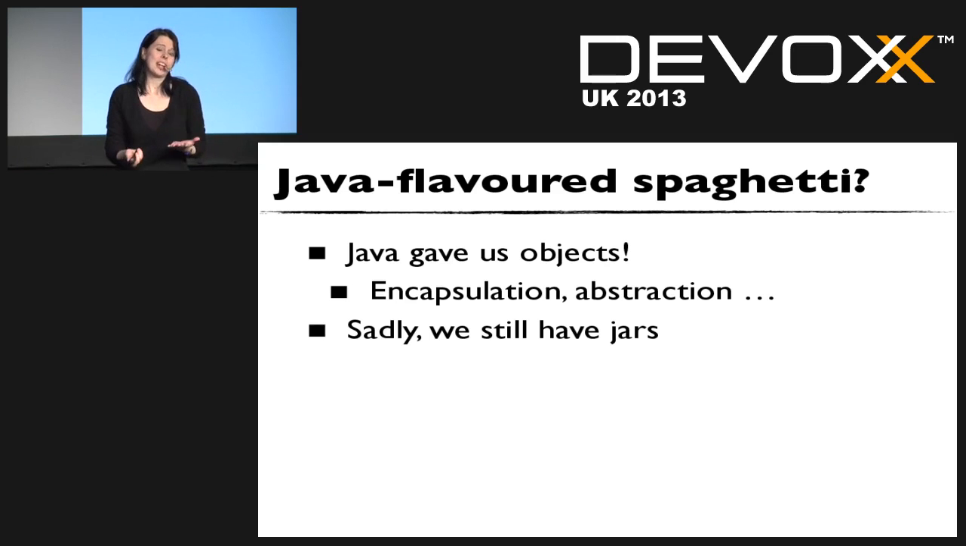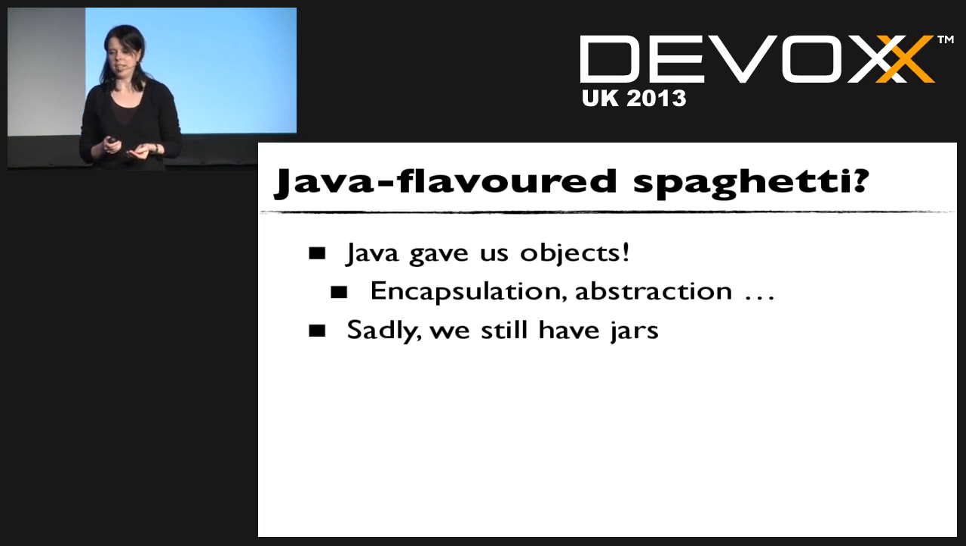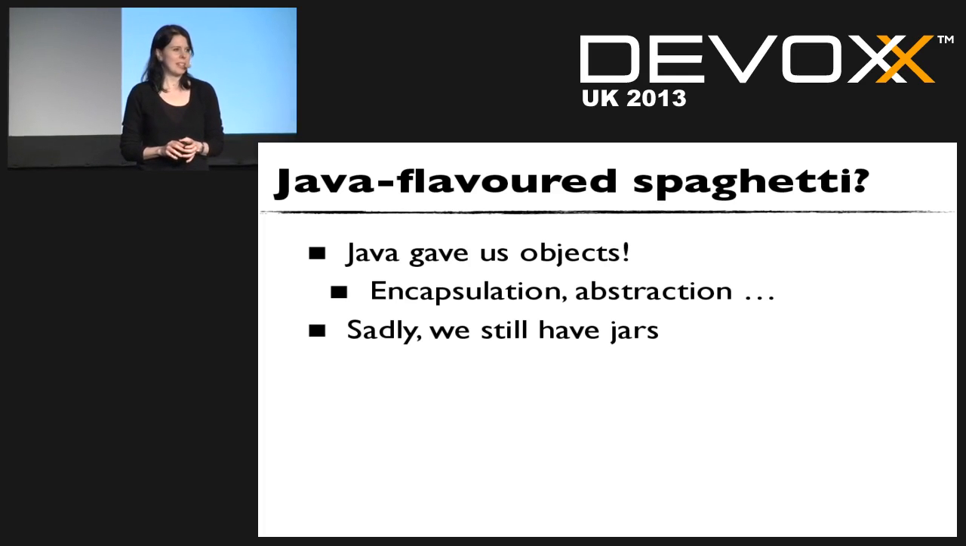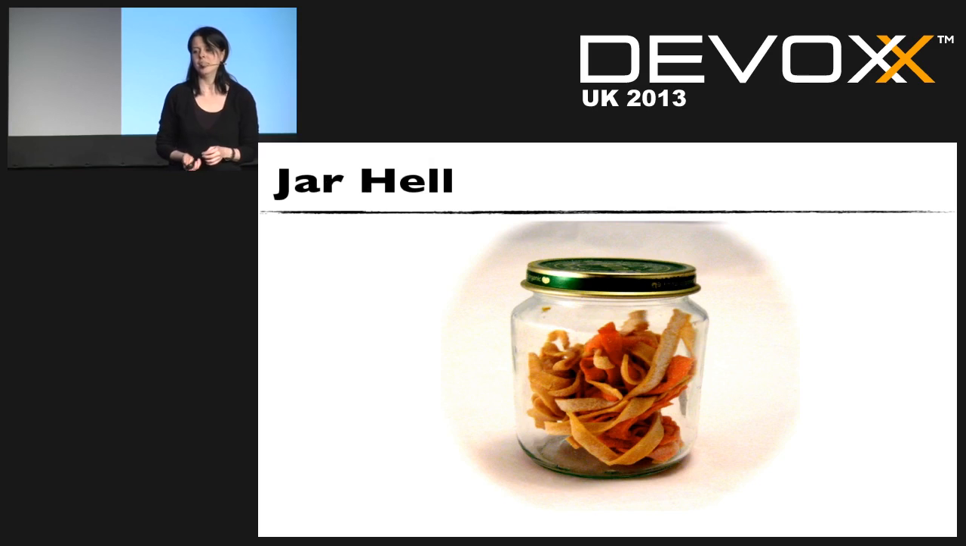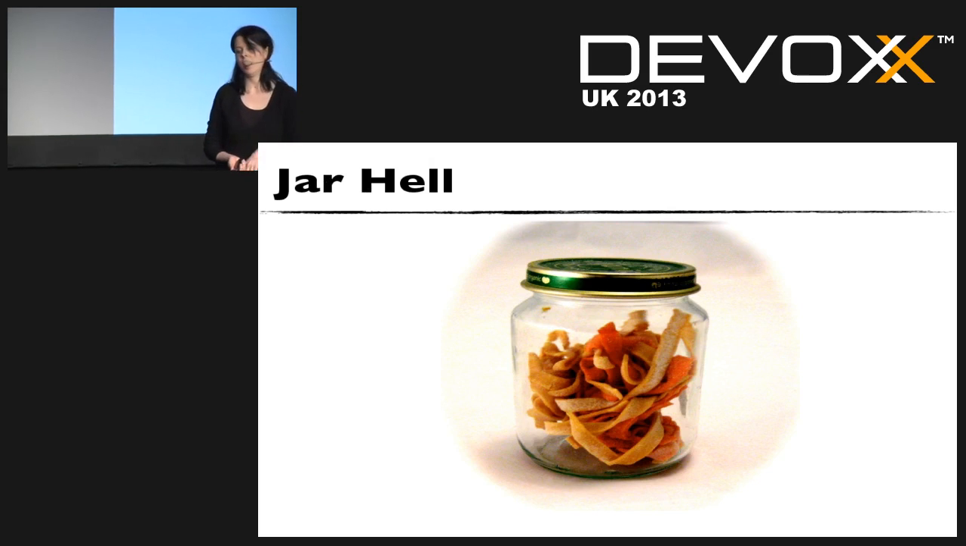It gave us objects, and what objects did is they gave us encapsulation and abstraction, so they allowed us to keep our dirty laundry private. And this is a pretty good thing. Unfortunately, Java only allowed us to keep some of our dirty laundry private, because we still have jars. So why are jars a bad thing? Well, jars in themselves are not a bad thing. They're a good thing.